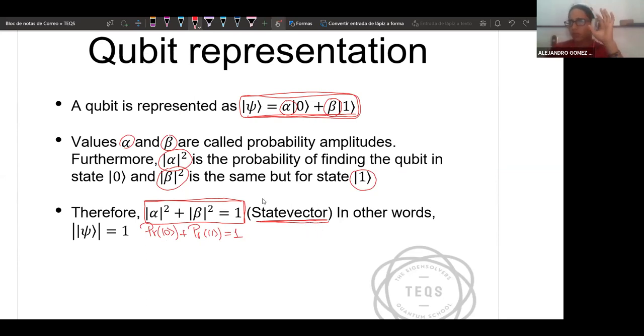In other words, the state vector is of unit magnitude. So we're talking about the same thing from different perspectives. One of them is the probability, and the other is the magnitude of the state, or the magnitude of this vector, which equals one.